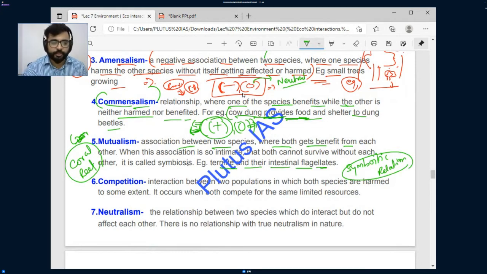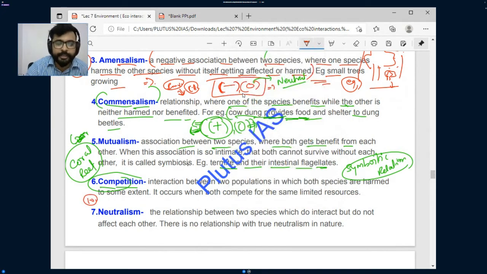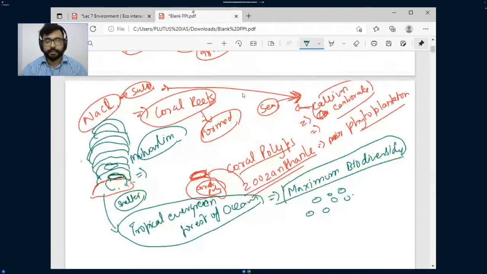Okay, if I further talk about, next is your competition. Competition, this interaction is between you guys. The 10 of you who are watching me right now, you are interacting with this type of interaction where the two populations in which both the species are harmed to an extent. Now, you guys are not harming each other in the pure sense, but you can harm each other by working hard and taking the seat of the other.